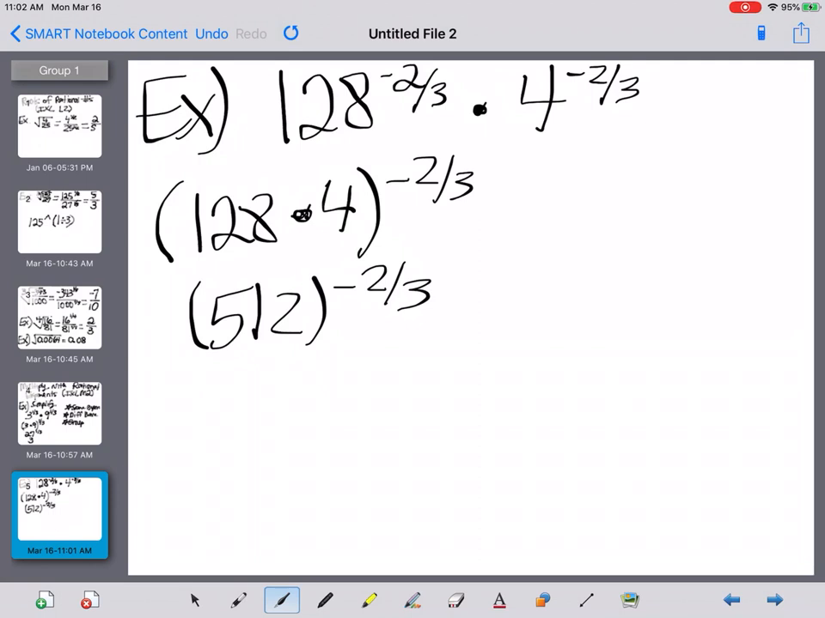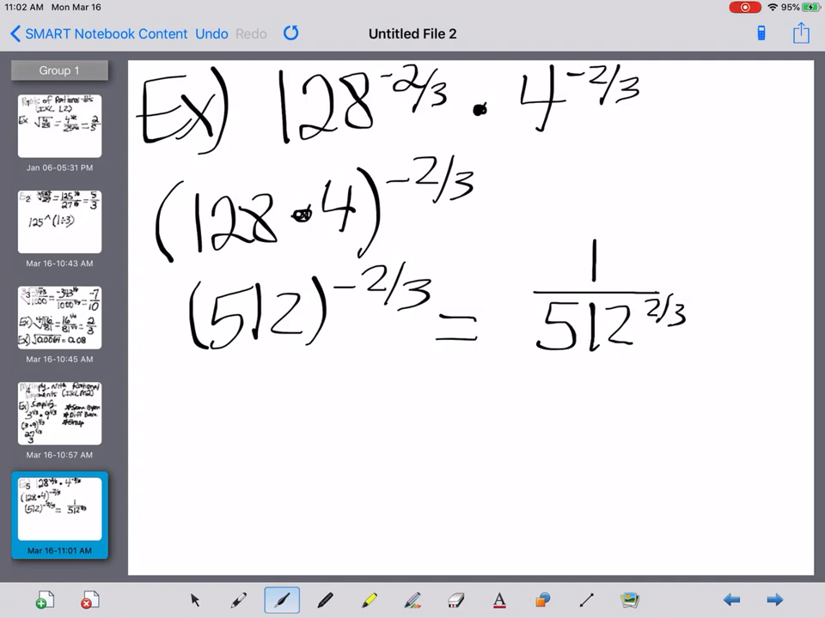Okay, now here's the thing. I want to have this as a positive exponent. We cannot have a negative exponent in our answer. But of course, this will probably end up without an exponent anyway. So to make this a positive exponent, we're going to put it at the bottom. If it's on the numerator, I move it to the denominator. If it's on the denominator, I move it to the numerator. So we're going to have 1 over 512 to the positive 2/3.